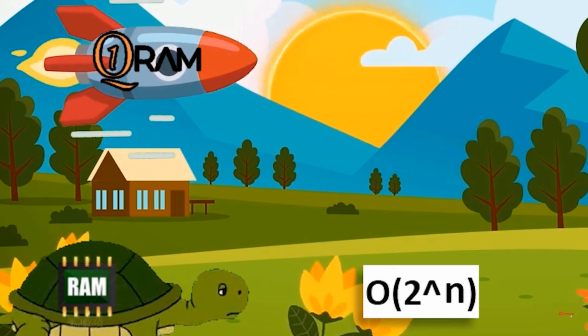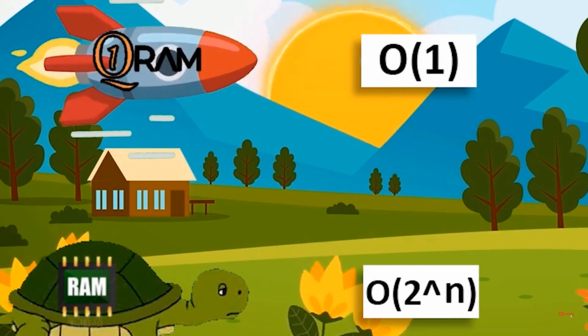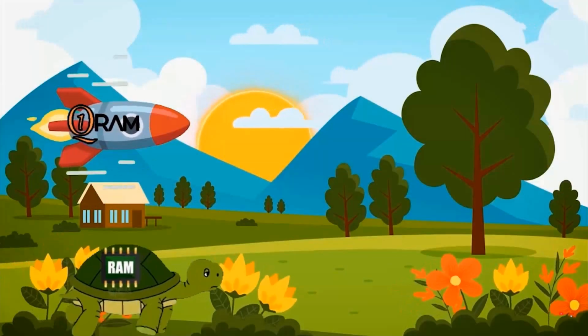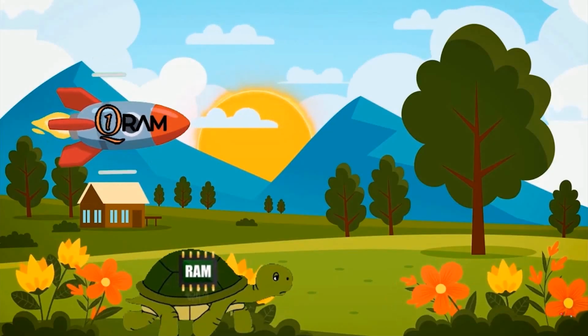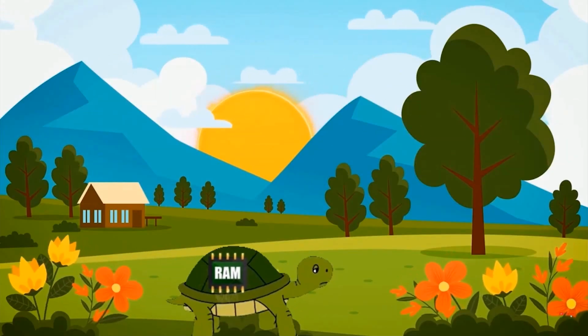On the other hand, QRAM has the ability to write to or read data from all memory cells simultaneously, giving it a time complexity of O(1). This constant cost of access is similar to our rocket's rapid journey, where data can be accessed from all memory cells instantaneously.